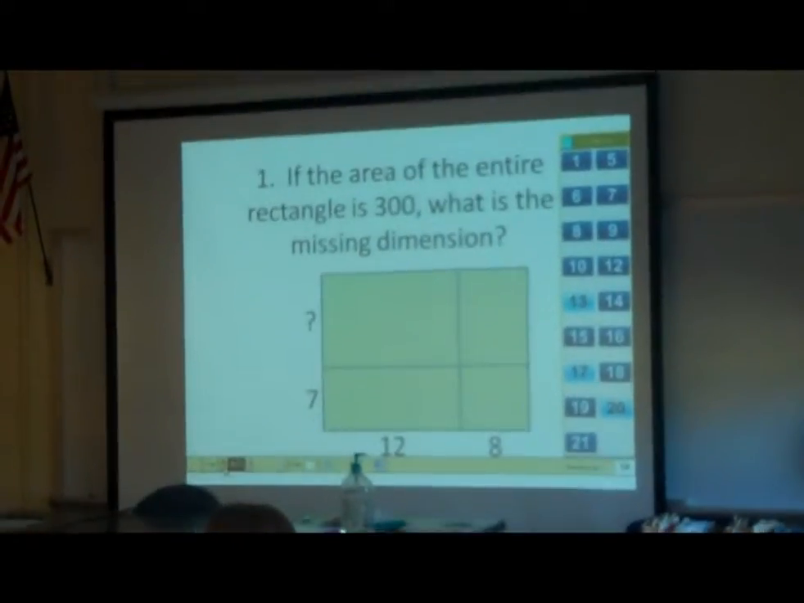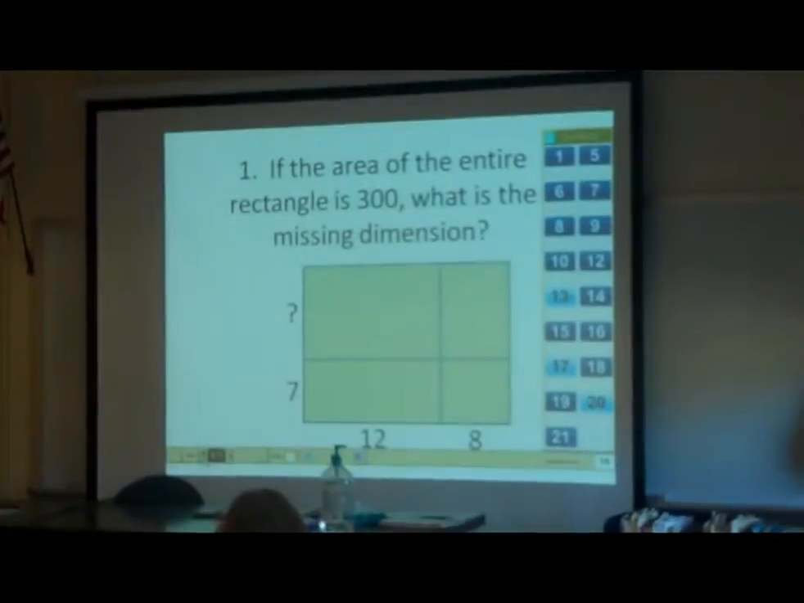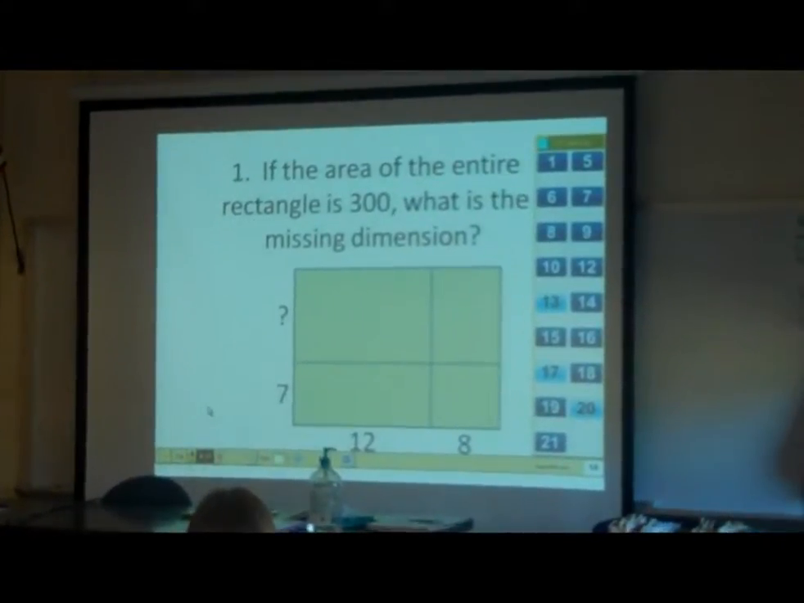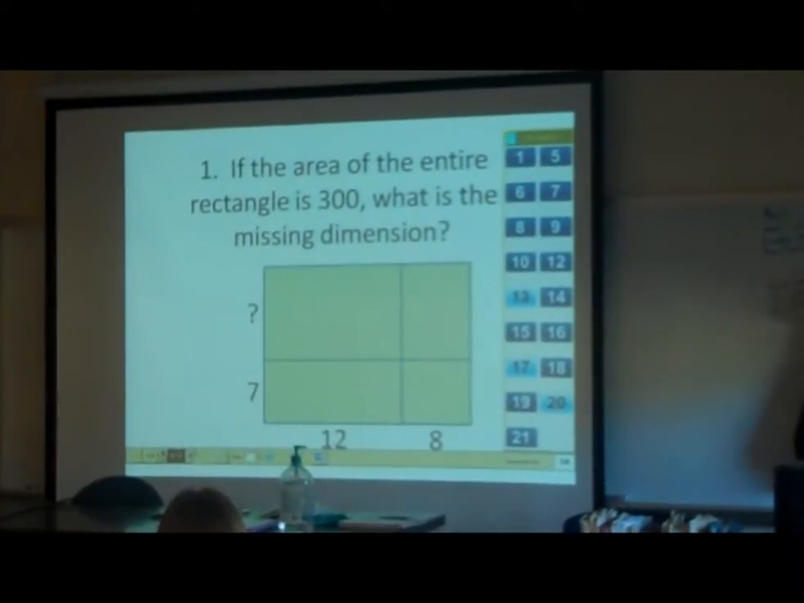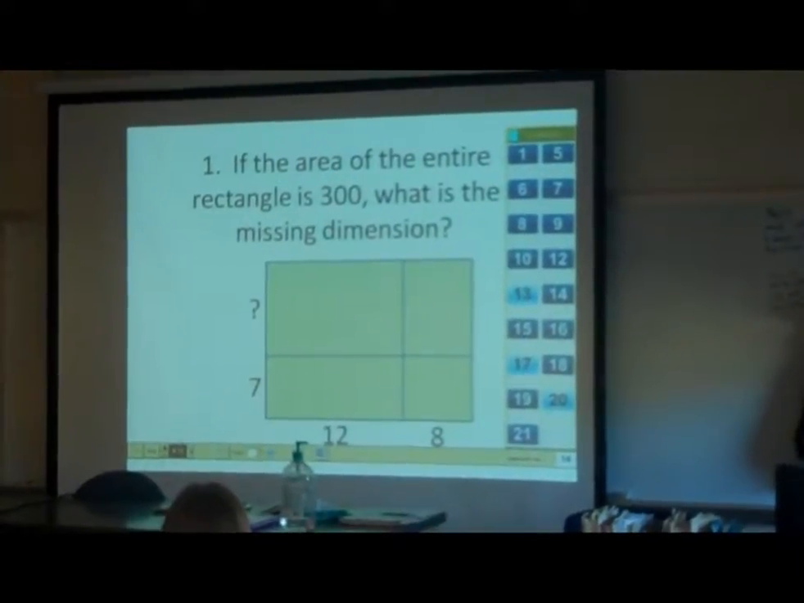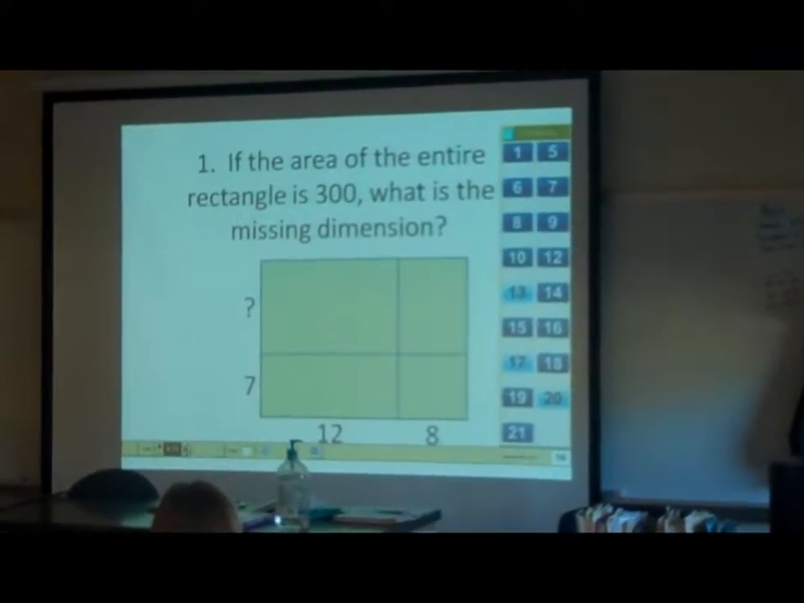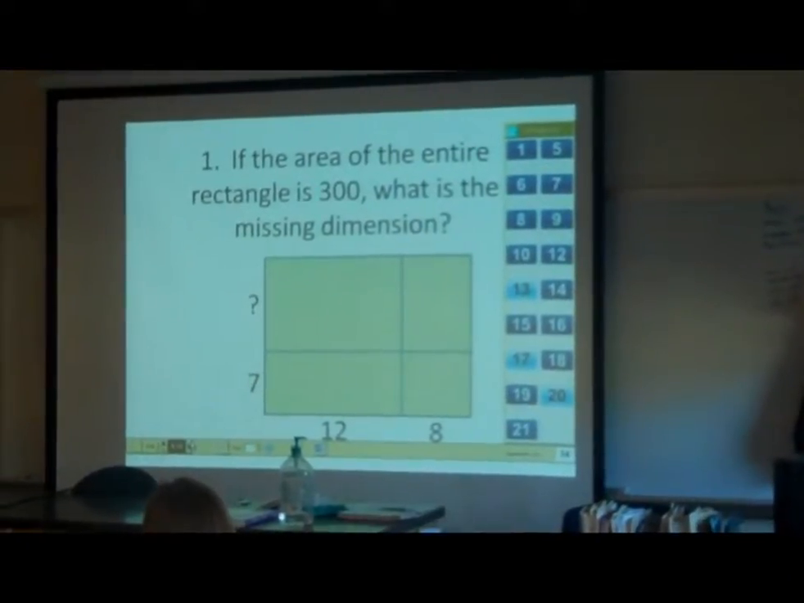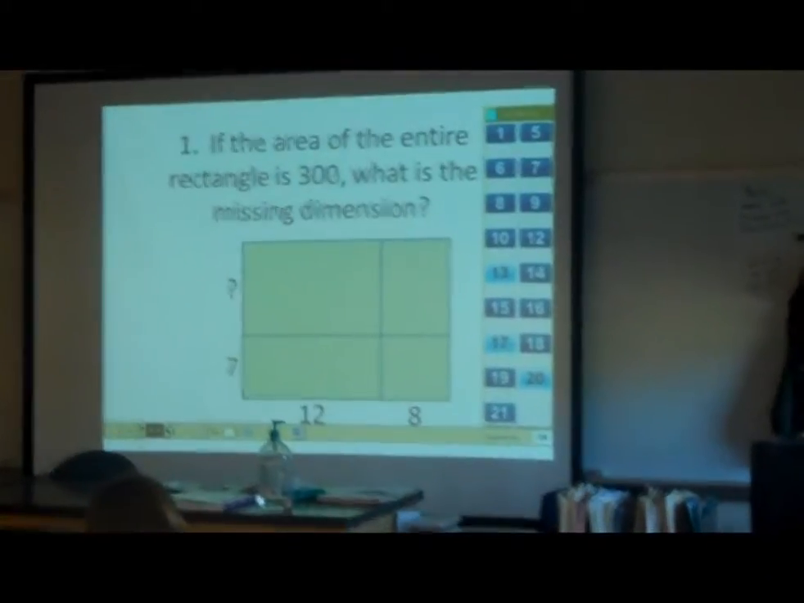Think about what it would take in order to find that missing dimension based on what's given to you. By posing the task so that part of the side is unknown, students must use what they know about the other sides and the areas to solve the problem.